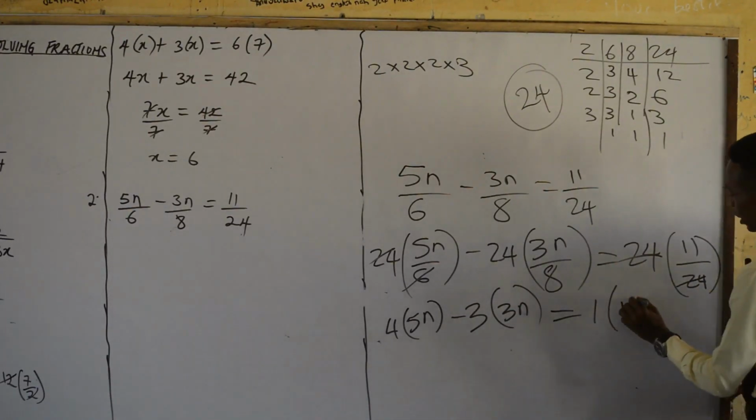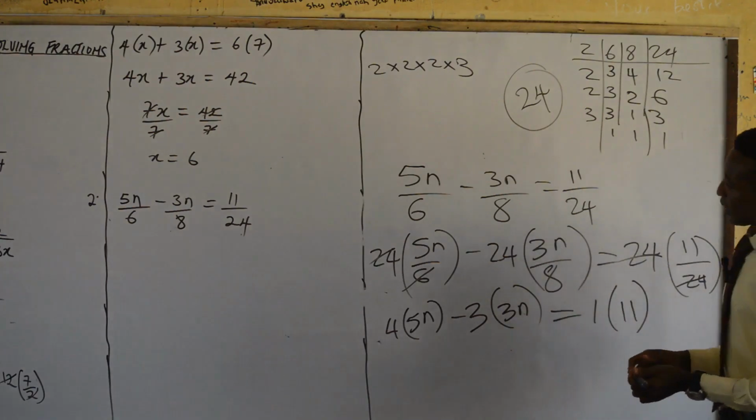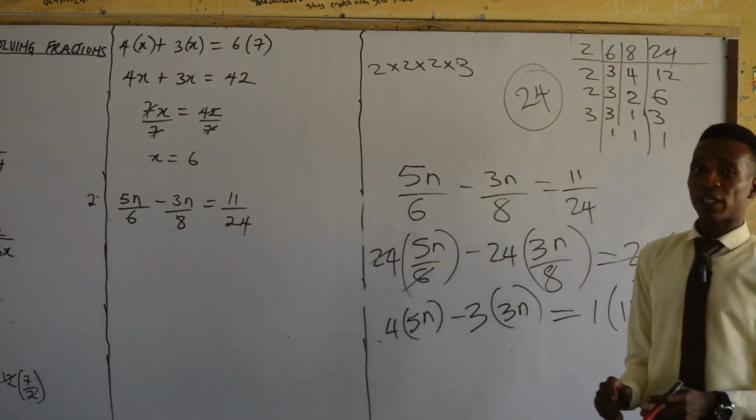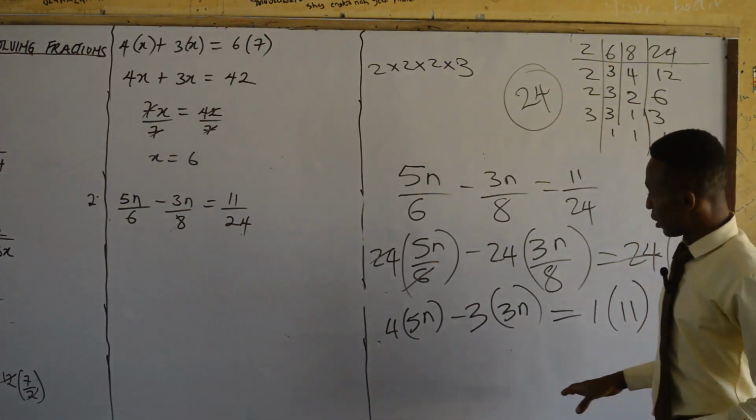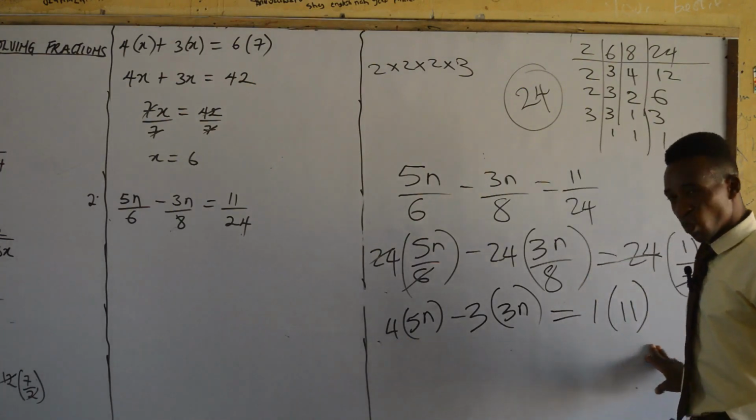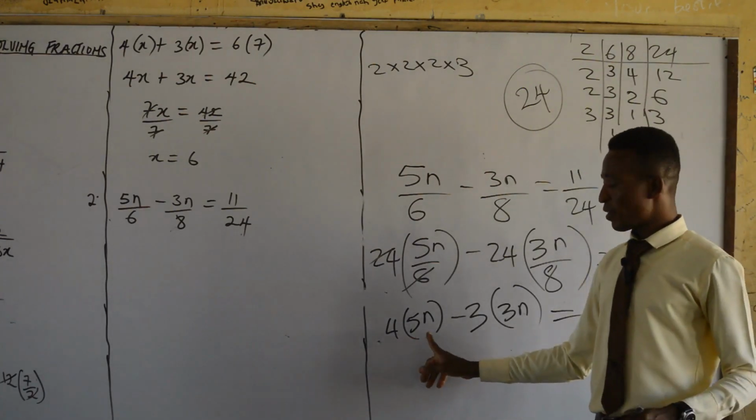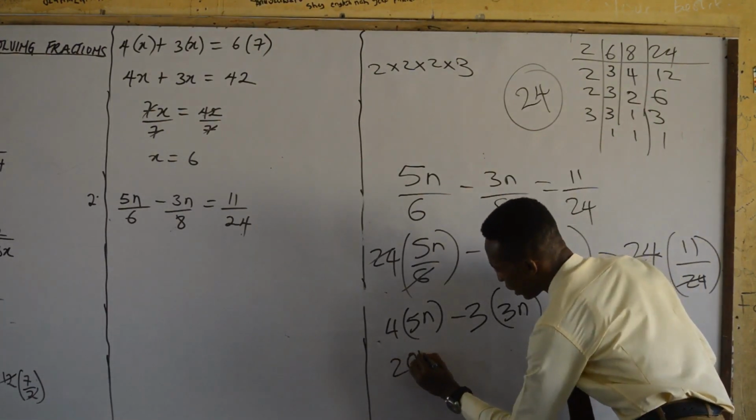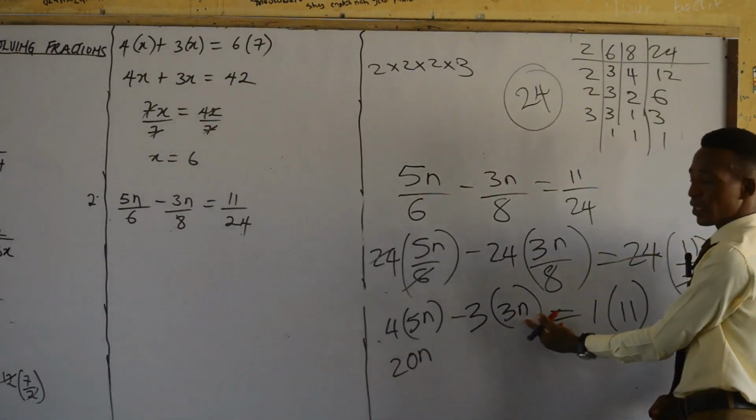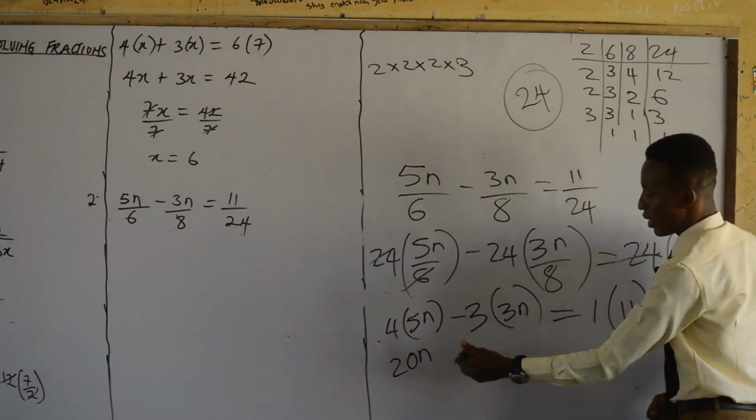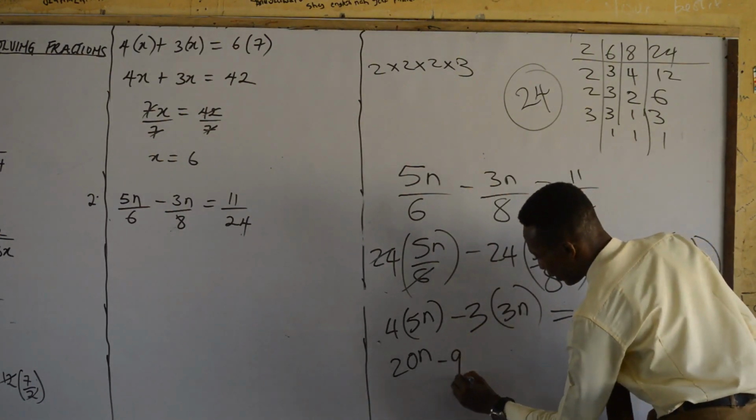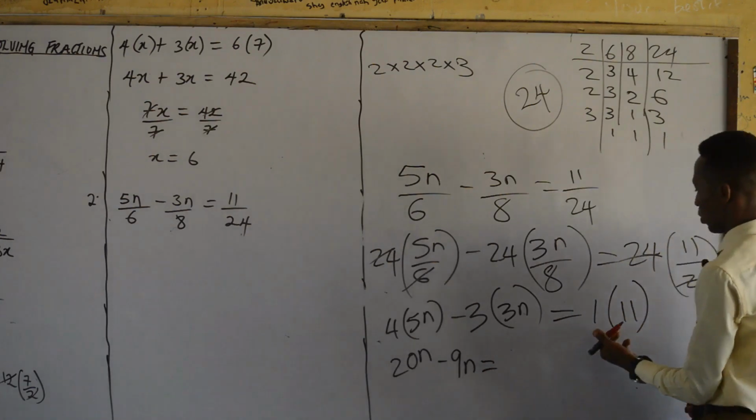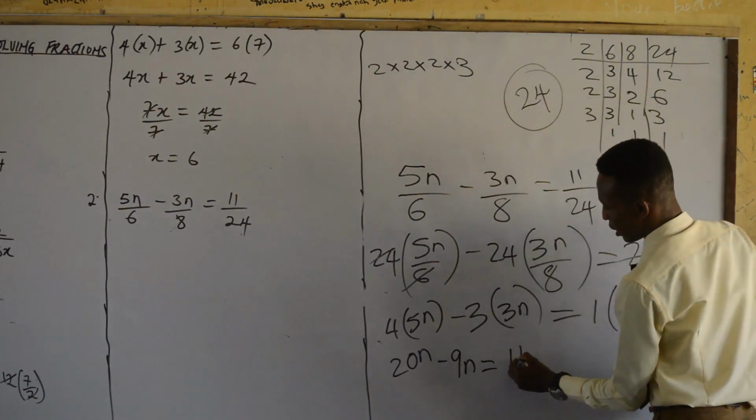1 into bracket 11. Now with this that you have done here, you have been able to eliminate the fraction there. Nothing like fraction in the question again. So we open the brackets here one after the other. Use the 4 to multiply 5n, you get your 20n. Use this 3 to multiply the 3n, and don't forget the minus that I have here. This gives you minus 9n. Everything equals to 1 times 11, which is 11.